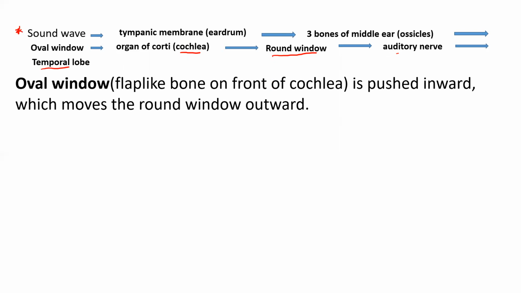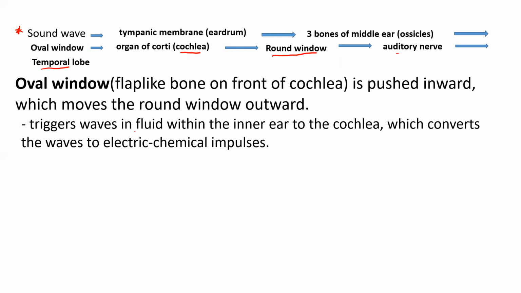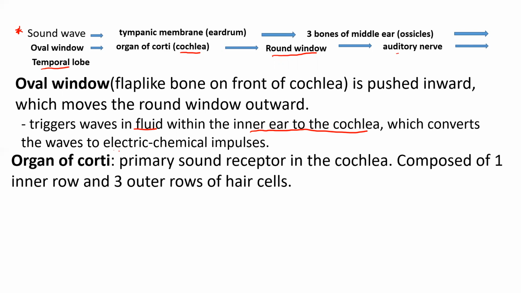Oval window inward, which causes the round window to push outward, and this is going to trigger fluid in the inner ear. Remember, the inner ear has fluid. It's not air, which the outer or middle ear have as the mode of conduction. It's fluid, and that's going to get converted into an electrical chemical impulse.